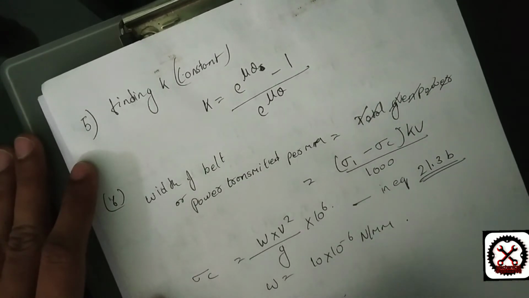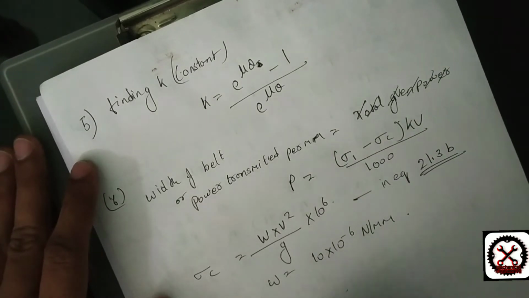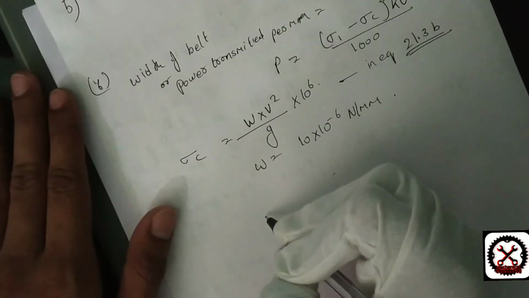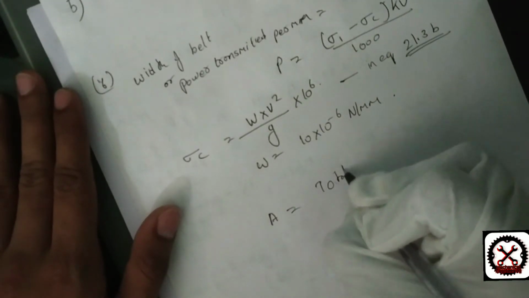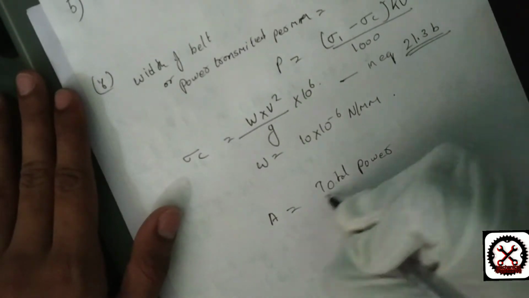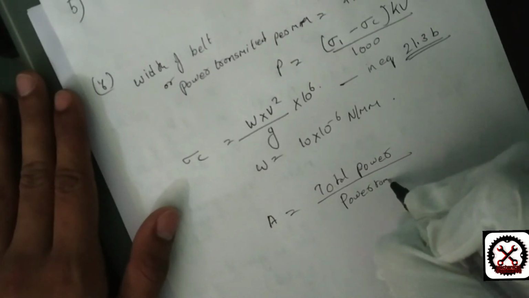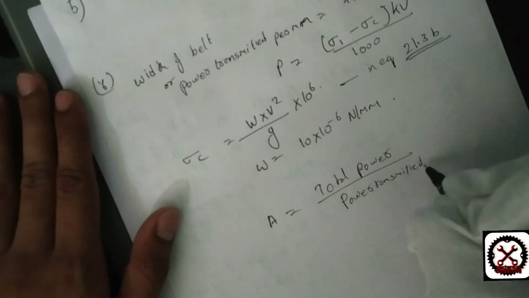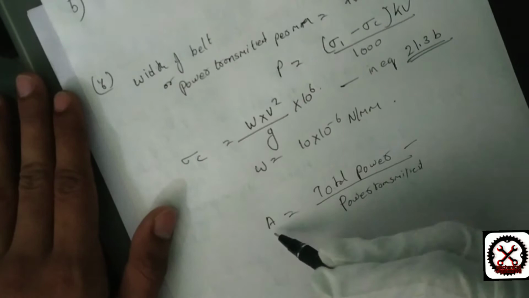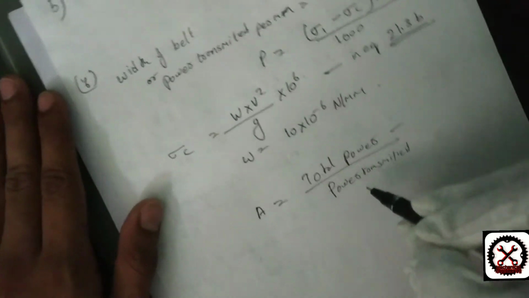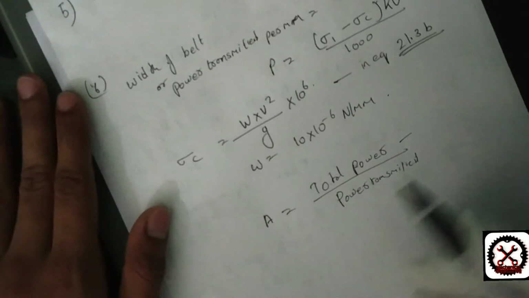Then after finding P, the power transmitted, we can find the cross sectional area of the belt, that is total power by P, power transmitted. Total power will be given in the question. If not, they might give the cross sectional area and tell you to find the total power. You have to find the power from here.